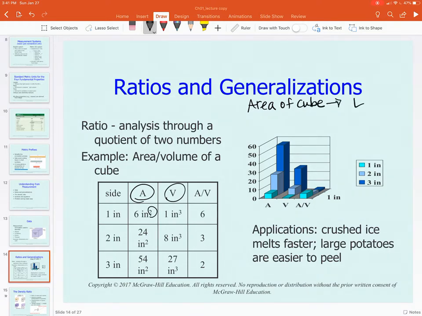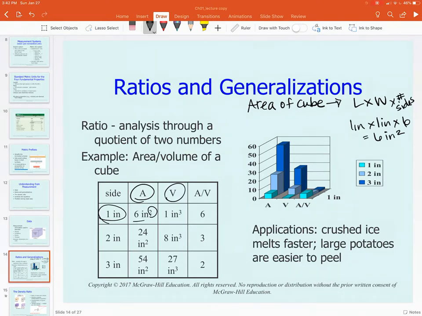So when we do the area of a cube, we just do length times width, but something different with a cube is we have to multiply it by the number of sides. Well, there's 6 sides to a cube. So if we say, for instance, that the cube is 1 inch on each side, we would say 1 inch times 1 inch times 6. So it ends up being 6 inches squared. So that's where this number comes in right here.